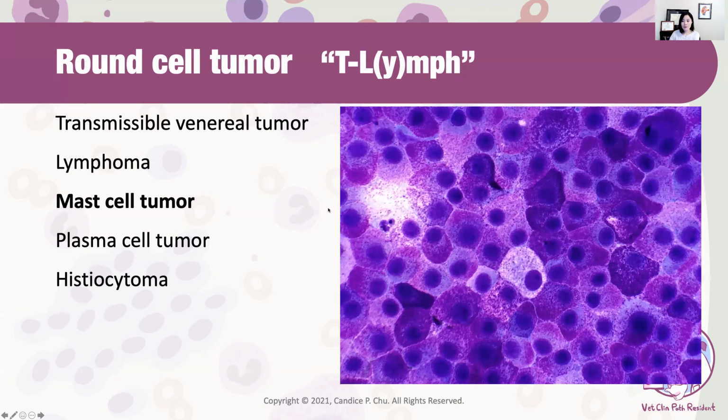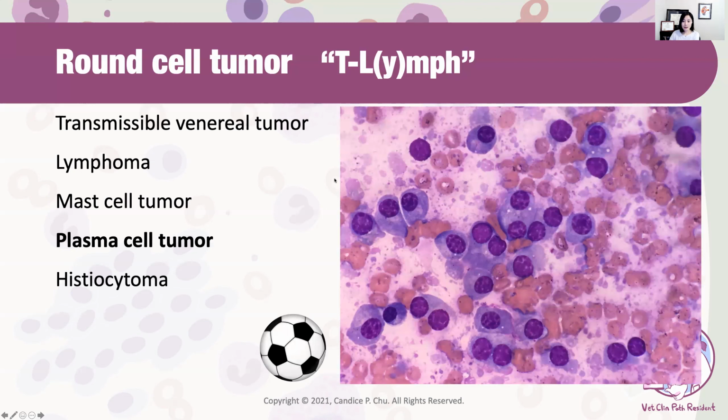Moving on to mast cell tumor, obviously mast cells have granules. They have those purple fine to coarse granules in the cytoplasm. So this one obviously is a mast cell tumor.